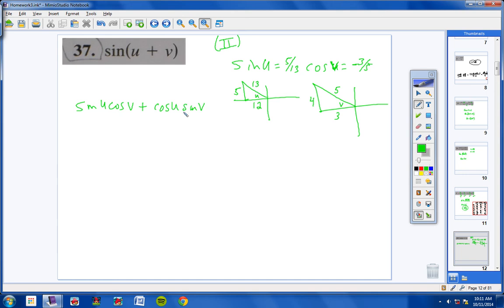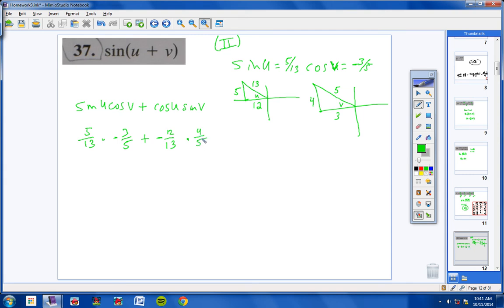So the sine of u they've given to us, 5/13. The cosine of v they've given to us, -3/5. However, the cosine of u they've not given to us, so here it is, adjacent over hypotenuse, so it'd be negative. Cosine is negative in the second quadrant, -12/13. And then sine of v is positive, it'd be opposite over hypotenuse, so 4/5.